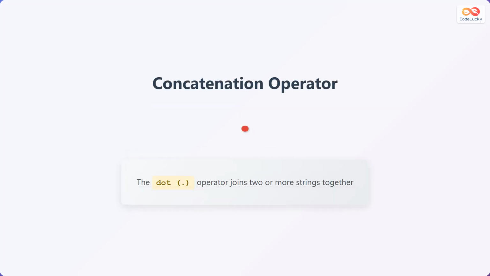The concatenation operator in PHP is represented by a single dot. This operator is used to join two or more strings together. Think of it as a way to link strings end to end, creating a new combined string.